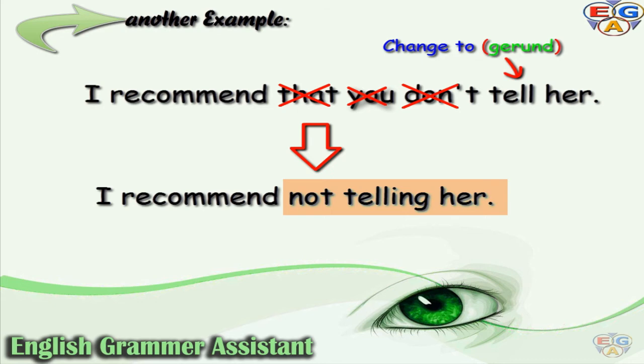Note, in the case of the verb recommend and some other verbs like suggest and propose, we delete the subject of the noun clause, even though it's different from the subject of the main clause, because it's understood implicitly at whom the speech is aimed.